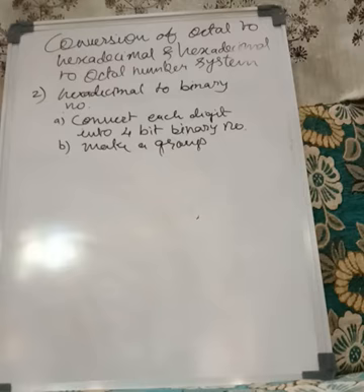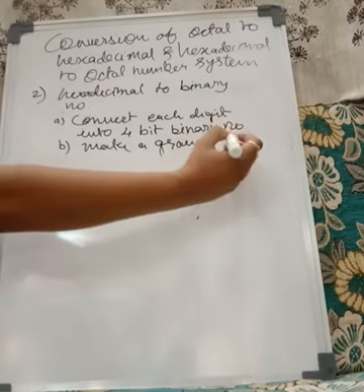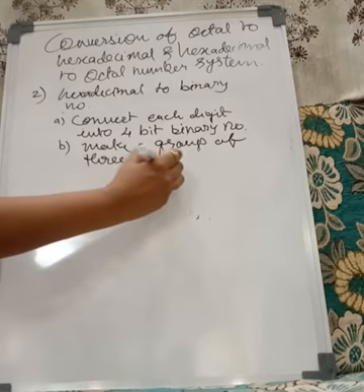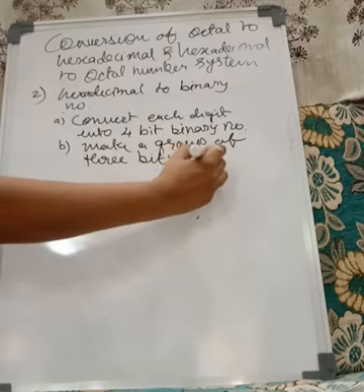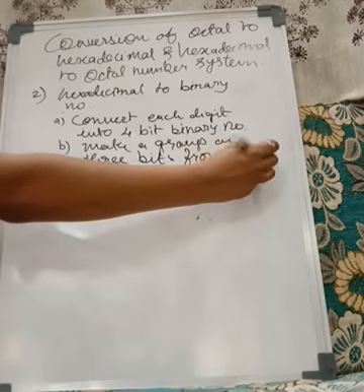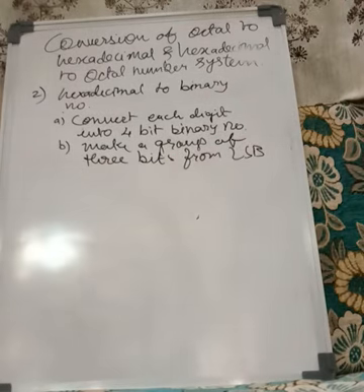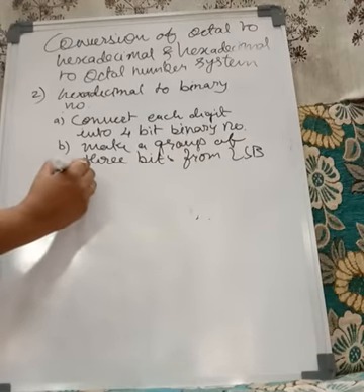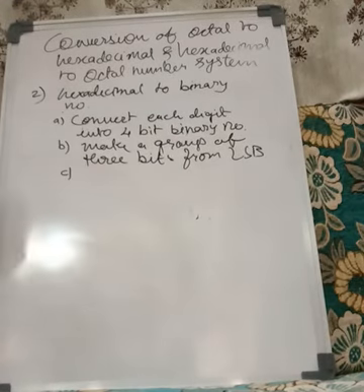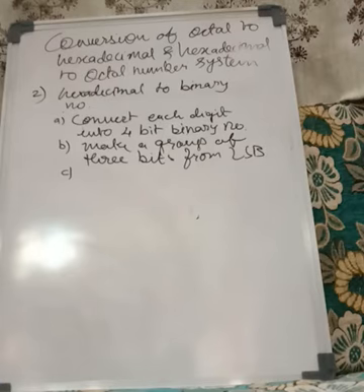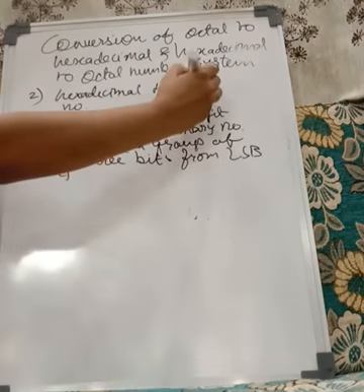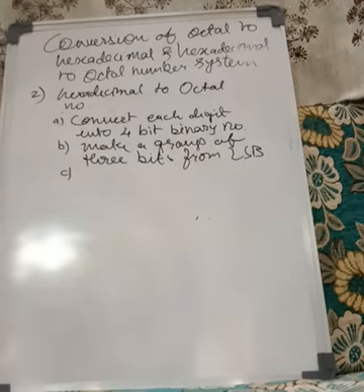of 3 bits. Make a group of 3 bits from LSB. This is important. From LSB. Okay, and then we'll convert each 3-bit binary group into the octal number. Here what we are going to do, we are going to convert hexadecimal to octal number. By mistake we had written binary number over here.